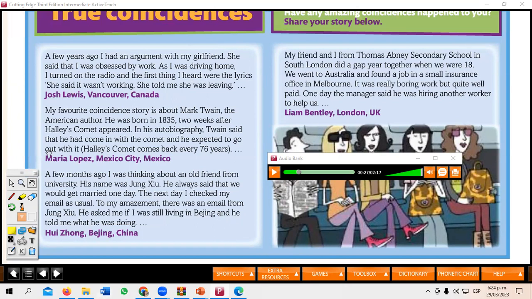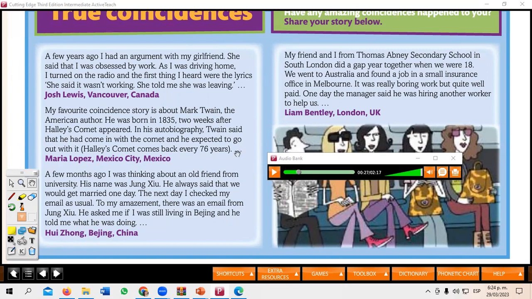All right, let's go with the second coincidence. So the first part is talking about Mark Twain, that he was born 2 weeks after Halley's Comet appeared. So he said that he had come with the comet and he expected to go out with it. What do you think is the end of this story?